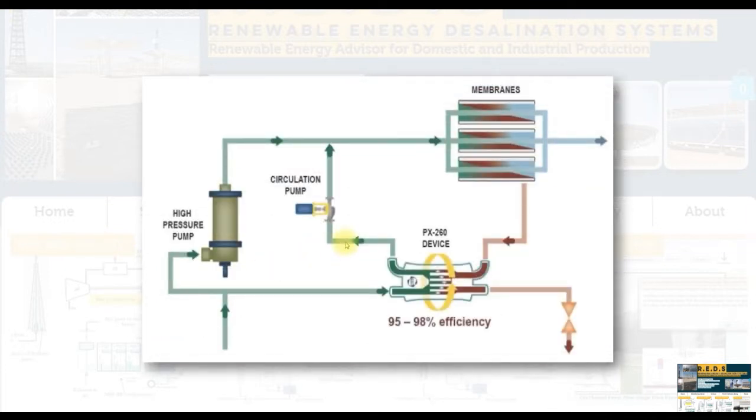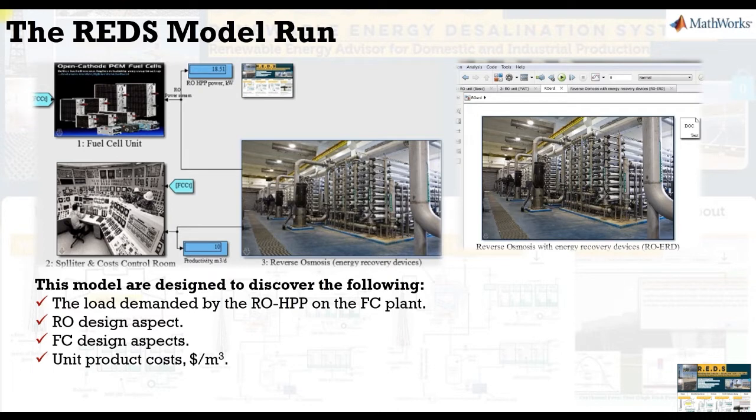The pressure exchanger is a unique device because we can exchange the pressure between the brine and the feed. Therefore, we can increase the pressure going to the membranes while reducing the power on the high pressure pump by one third. It's quite intense with a high rate of efficiency. We are going to discover the load demanded by the reverse osmosis on the fuel cell, design aspects for reverse osmosis, fuel cell design, and you can see what your production cost is.